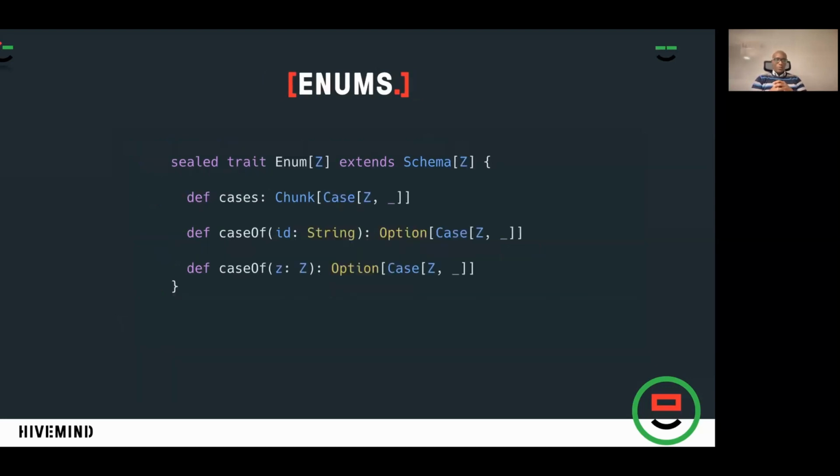Then you have enums. Enum is a type of schema that describes the structure of sum types, essentially, right? That would be enum in Scala 3, or good old sealed traits and final case classes in Scala 2.